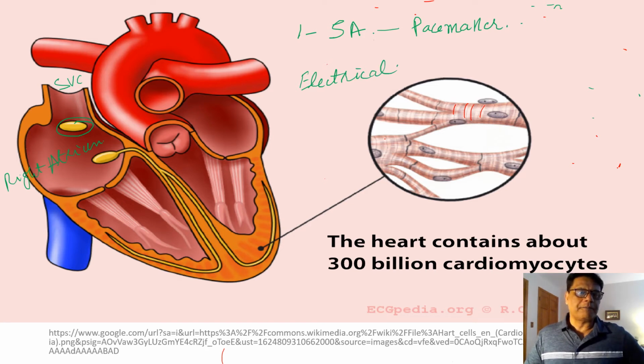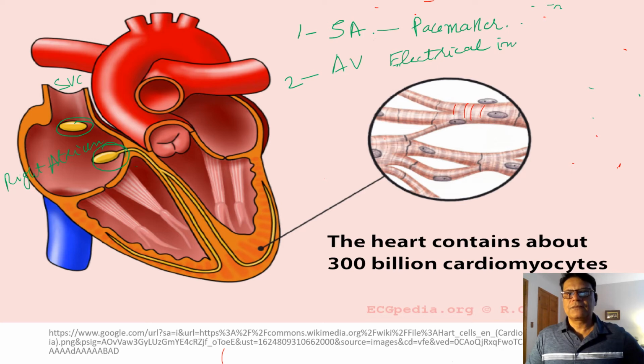The second non-contractile cell is called the AV node. AV node means atrioventricular node because it is present at the junction of atrium and ventricle. That's why it is called the atrioventricular node. So the SA node produces electrical impulses, and these electrical impulses excite cardiomyocytes, the contractile cells of the heart, to contract.